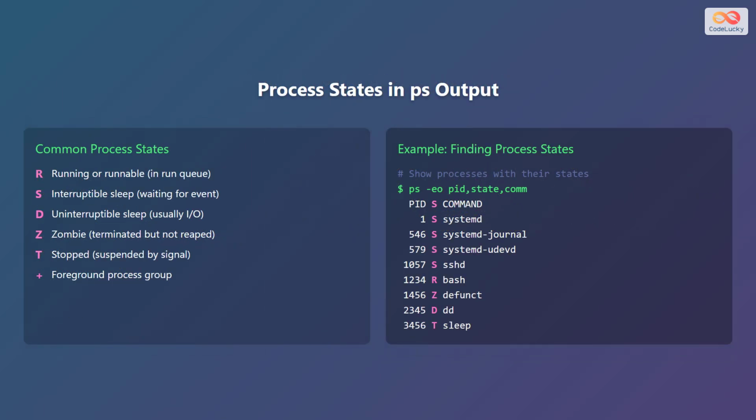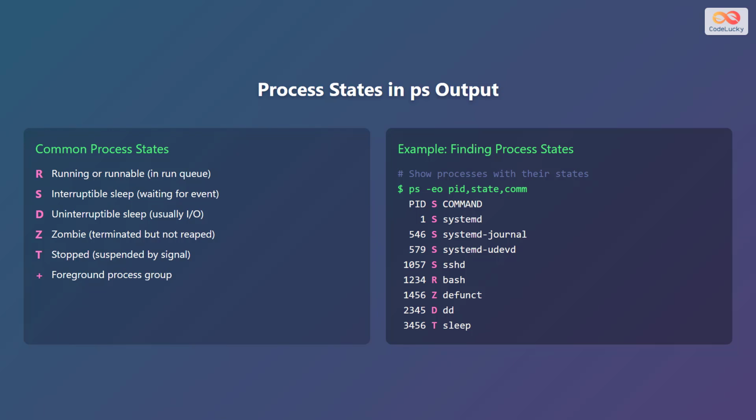The process states in the ps output indicate the current condition of a process. Here are some common process states. R stands for running or runnable, meaning the process is in the run queue. S stands for interruptible sleep, indicating that the process is waiting for an event. D stands for uninterruptible sleep, which usually involves input or output operations.